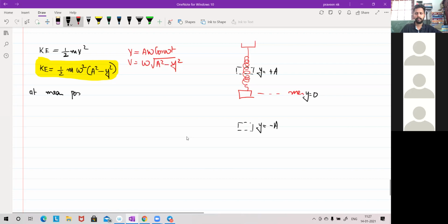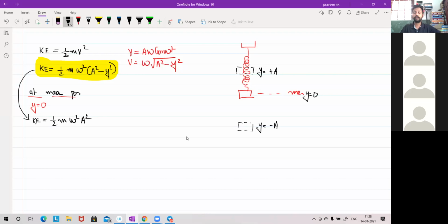What will happen at mean position? At mean position, y is 0. If y is 0, what should I write for kinetic energy then? We could put half m omega square into a square minus y square, and y is 0, so a square minus 0 square is a square. Therefore, I could write half m omega square a square.